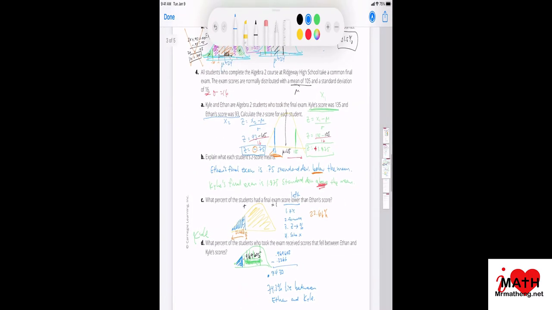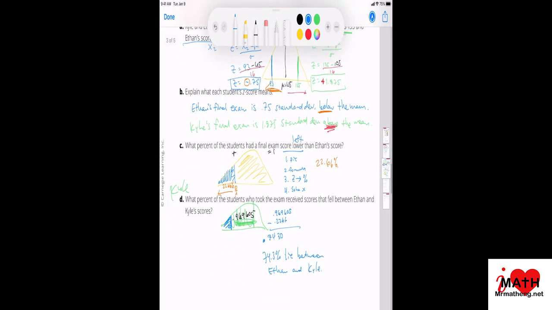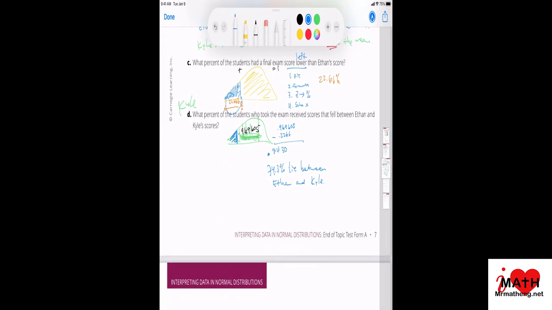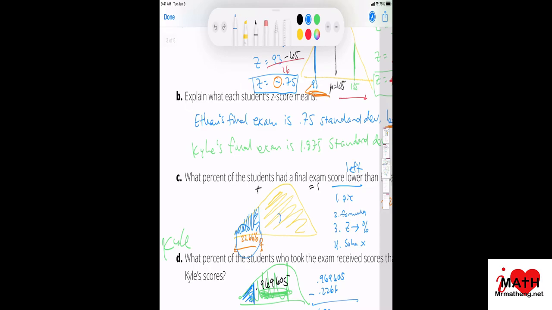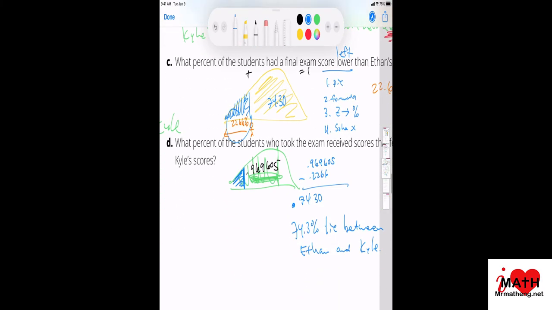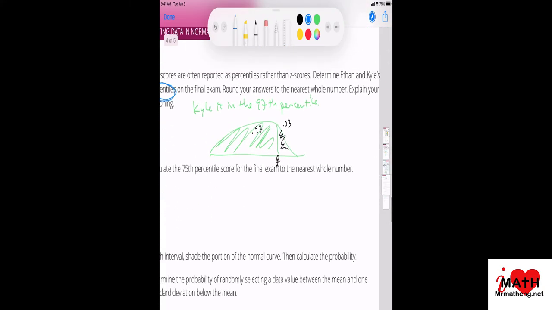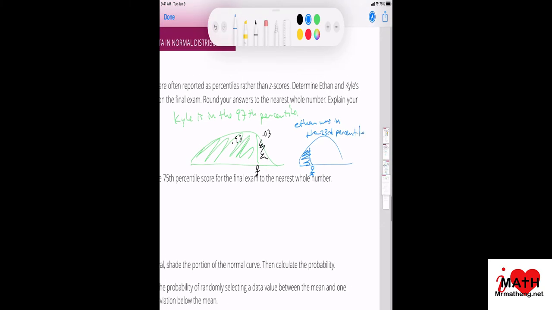Okay, let's do Ethan's. Ethan's was this number, 22.9, 66. So if you subtract that, that would give you like 74. Let's keep it consistent, 74.30%. So if you do it this way, Ethan was in the 23rd percentile. That means he did better than 23% of people, but that also means 74% of people did better than him. Okay?